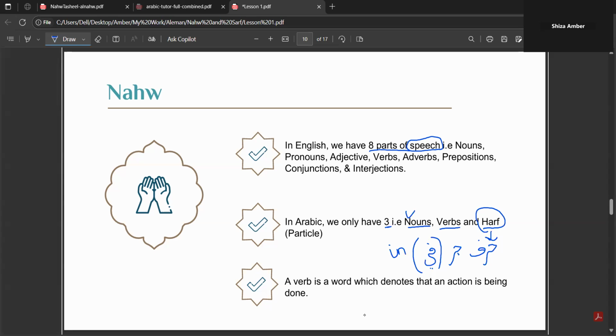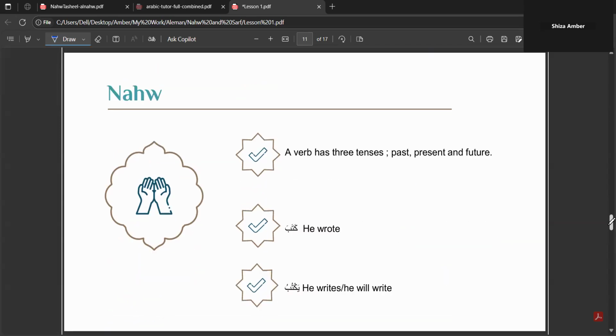Okay. So a verb is a word which denotes that an action is being done. So any action performed by a subject, performed by the doer, is known as the verb. In Arabic, verb is known as fa'il. Okay. Fa'il.